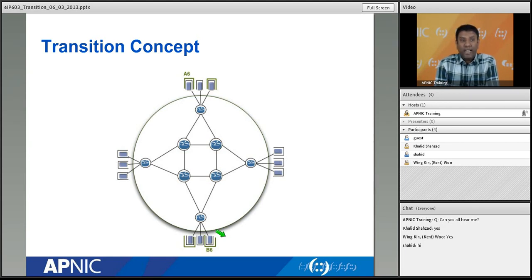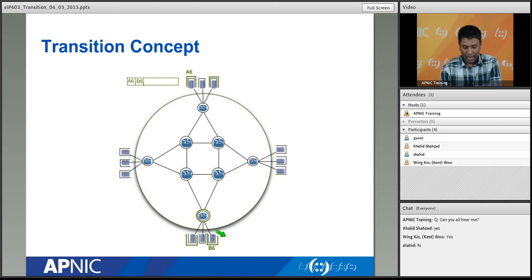So at this stage, when A6 wants to communicate with B6, machine A created this packet with source A6, destination B6. The packet comes to the nearest router. The nearest router doesn't have any understanding of what this packet means, because the nearest router only understands the IPv4 protocol. So what will it do? Just discard the packet, right? So this is how the V6 transport from source to destination is not working.